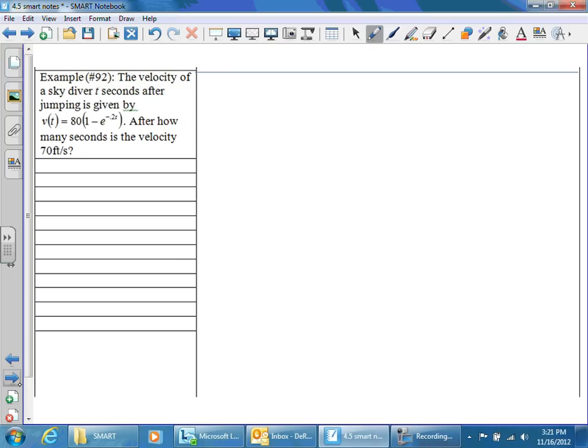Okay, let's do this next one. The velocity of a skydiver t seconds after jumping is given by v of t equals 80 times the quantity 1 minus e to the negative 0.2t. After how many seconds is the velocity 70 feet per second? So let's see. 70 is what I'm looking for. Putting in the 80 times the 1 minus e to the negative 0.2t, I need to now solve for t. And since this isn't in money, they say that t is in seconds.